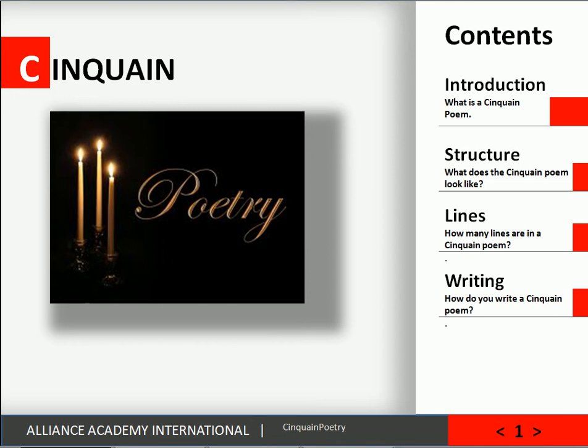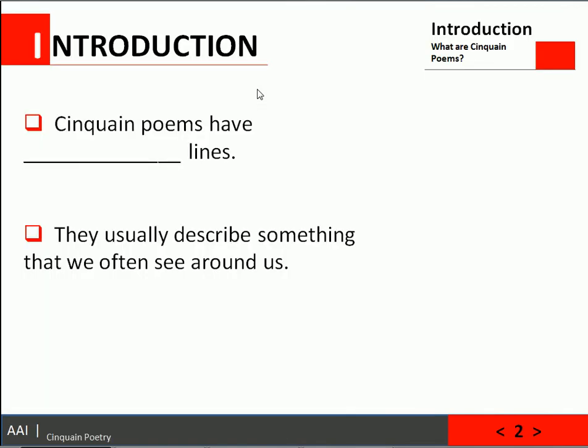It's Mr. Dale here, and I would just like to share some of the work that the students have been doing in class. And this week we're looking at Cinquain Poems. But before we actually look at their work, let's just look at what a Cinquain poem is. Well, a Cinquain poem has 5 lines. Cinquain poems usually describe something that we see around us.